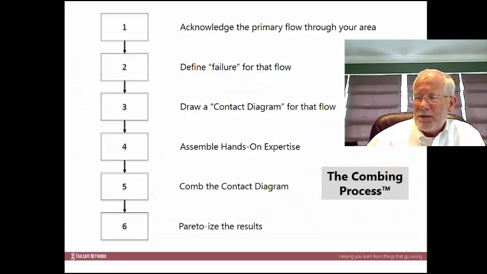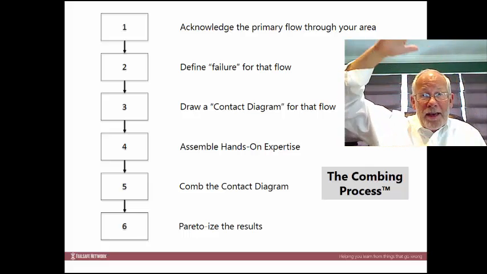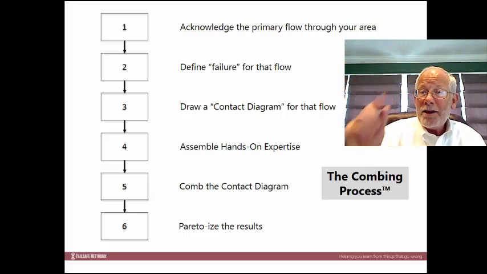So the combing process, a review. Number one, acknowledge the primary flow through your area, whatever area you might work in. Number two, define failure for that flow. You better go to your manager and ask him or her to help you with this. Number three, draw a contact diagram for that flow. If you have to use P&IDs as a baseline, sure, that's fine. But don't use the whole P&ID. Number four, assemble hands-on expertise, as many as you can get. Number five, with that hands-on expertise, comb the contact diagram. What happens at this point that causes a loss of production, for example? And how often does it happen, and what's the impact every time it happens? And once you have the whole thing, make sure you've accounted for everything, and then Pareto-ize the results.